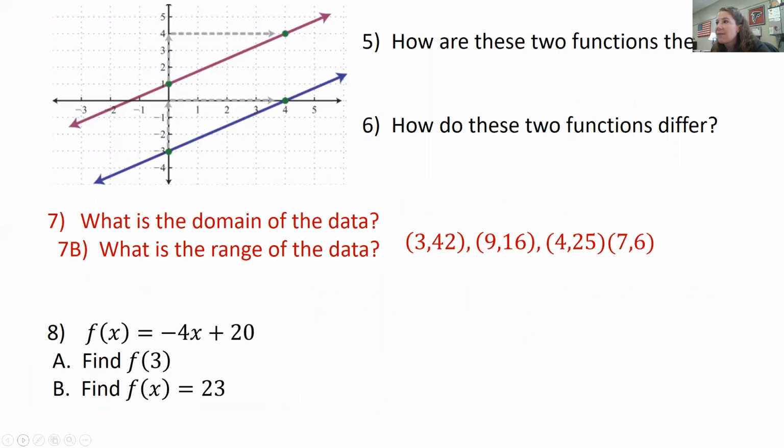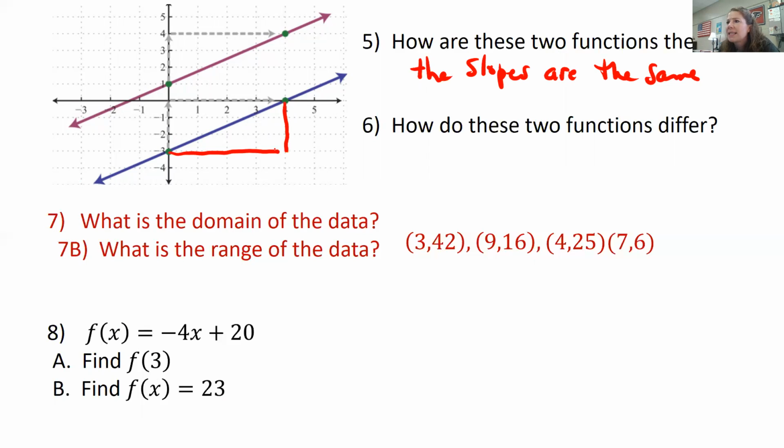All right, look at numbers 5 and 6. So there's 2 questions. How are these functions the same and how do they differ? So they're the same because first of all, they're parallel, which means what? The slopes are the same. So what is the slope? Well, if I do my right triangle, I would see my rise is 3 and my run is 4. So my slopes are both 3/4.